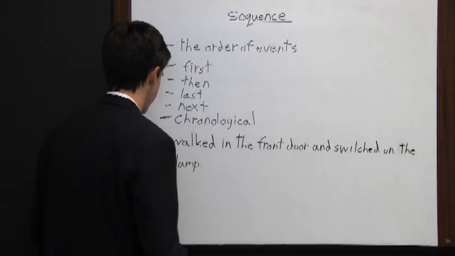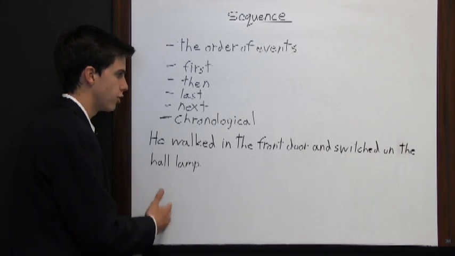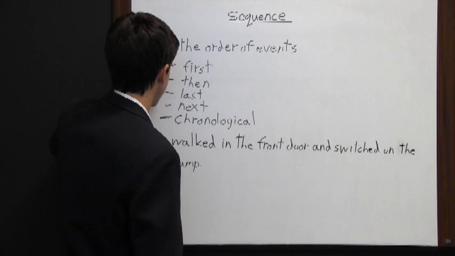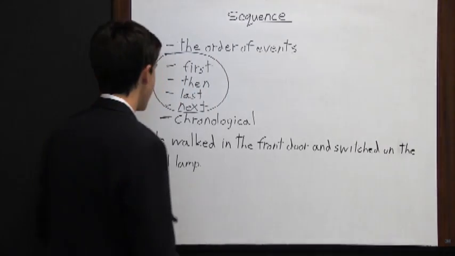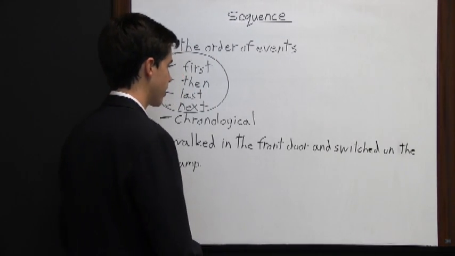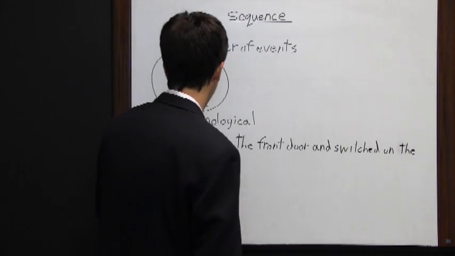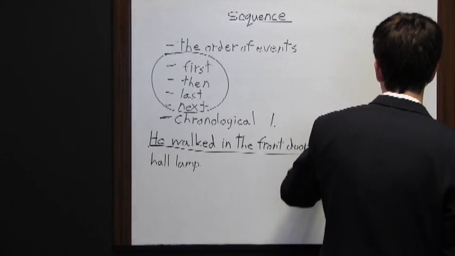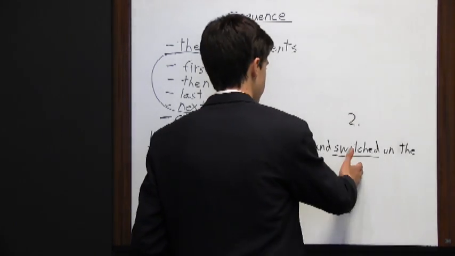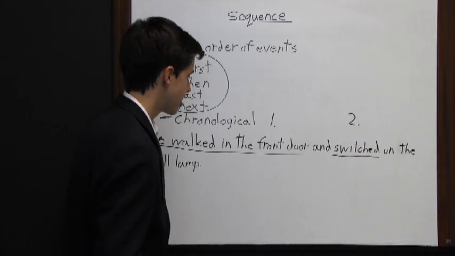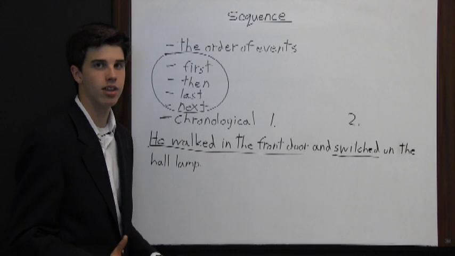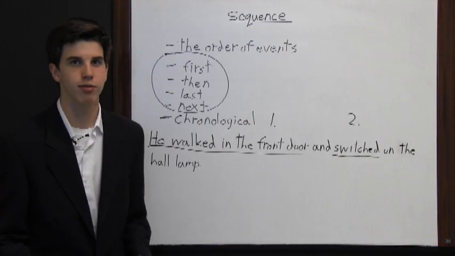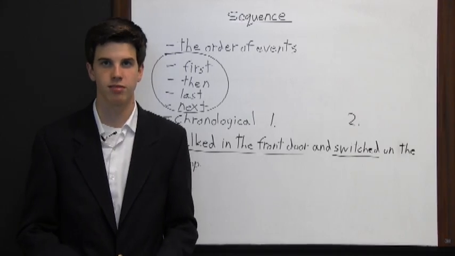So to practice, take a look at this sentence. He walked in the front door and switched on the hall lamp. Notice here that none of these words are present in this passage. However, you can still find what the sequence is here. So you know that he must have walked in the front door first and then switched on the light bulb. That had to have happened second, because first he had to get inside the door. So this may seem like a very simple and elementary example, but it's still important to be able to identify the sequence in a passage or sentence.